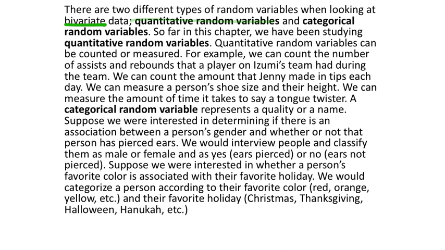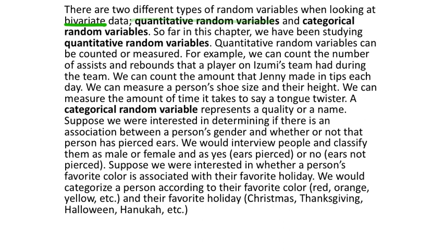So far in this chapter, we have been studying quantitative random variables. Quantitative random variables can be counted or measured. For example, we can count the number of assists and rebounds that a player on a team had during the game. We can count the amount that Jenny made in tips each day. We can measure a person's shoe size and their height. Quantitative would indicate that you're able to actually put a number to whatever it is you're trying to look at. We can measure the amount of time it takes to say a tongue twister.